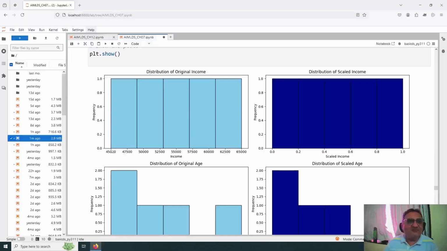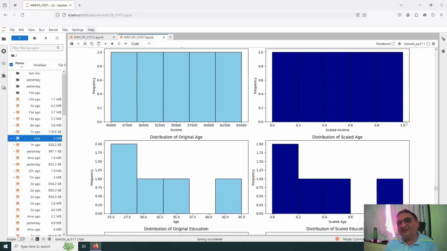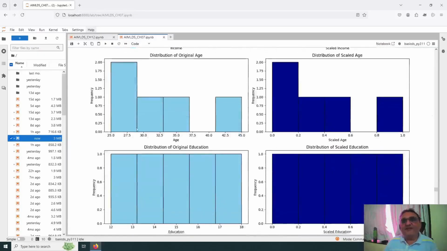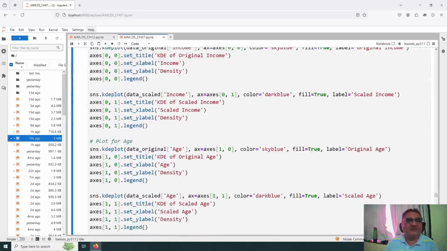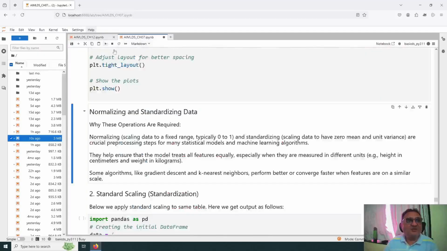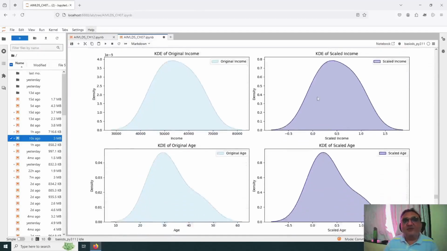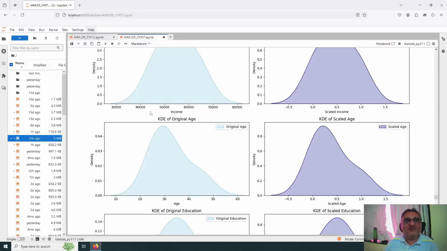This is the original income, 45,000 to 65,000, and this is the new income, 0 to 1. But see how beautifully the scaling process, min max scaling, takes care that the original data distribution is not disturbed at all. Here you can also see that the KDE plot is identical before scaling and after scaling, right? So that we have done.